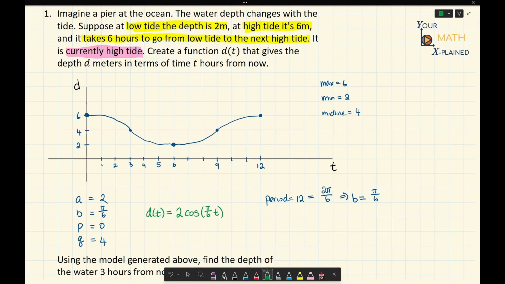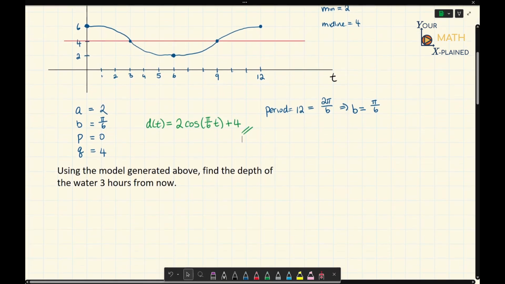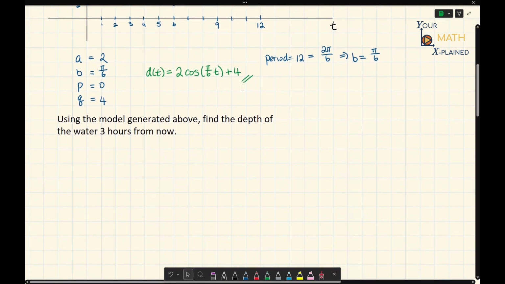And since our p value is 0, that'll just be minus 0, which we don't need to write down. And then finally, we have plus q, so that'll be plus 4. So this would be the function that models the depth of the water in this particular question. Now, the next part of this problem is to use this model that we have generated. And we want to find the depth of the water 3 hours from now.